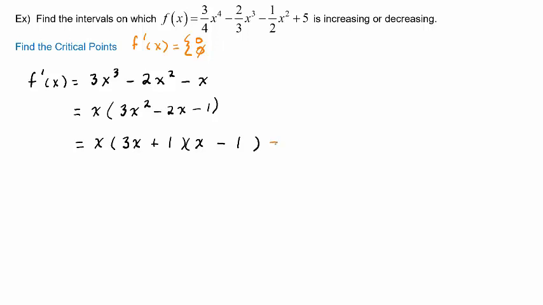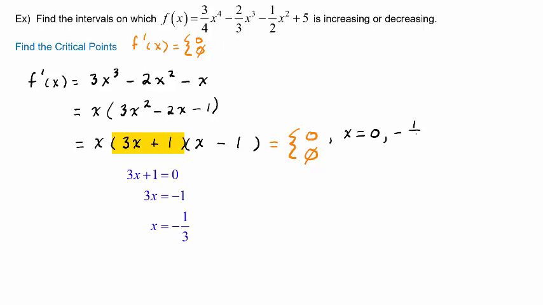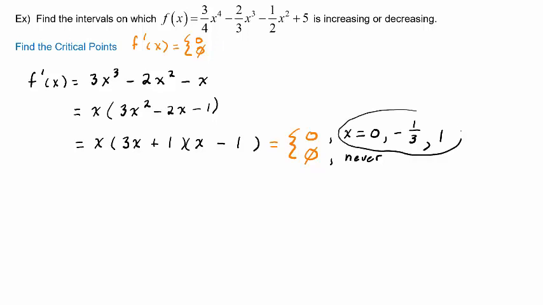And we know that we want to set that to 0 or does not exist in order to find the critical numbers. So this is going to equal 0 whenever x is equal to 0, whenever x is equal to negative 1/3, and whenever x is equal to 1. And since it's a polynomial, it's never going to be undefined. So these three are the critical numbers.